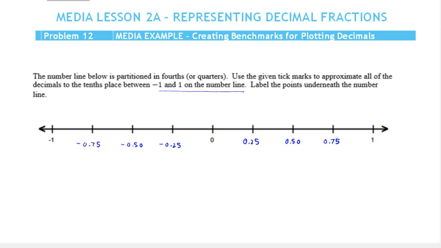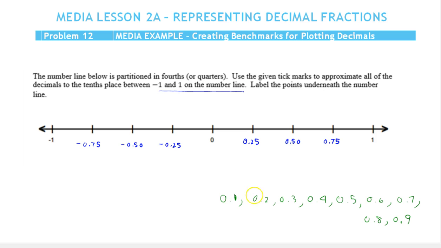Okay. So I'm going to start from 0 to 1. So notice a couple things between 0 and 0.25. So our goal is to get 1/10, 2/10, 3/10, 4/10, 5/10, 6/10, 7/10, running out of room, 8/10, and 9/10. We want to plot all of these using these as benchmarks.